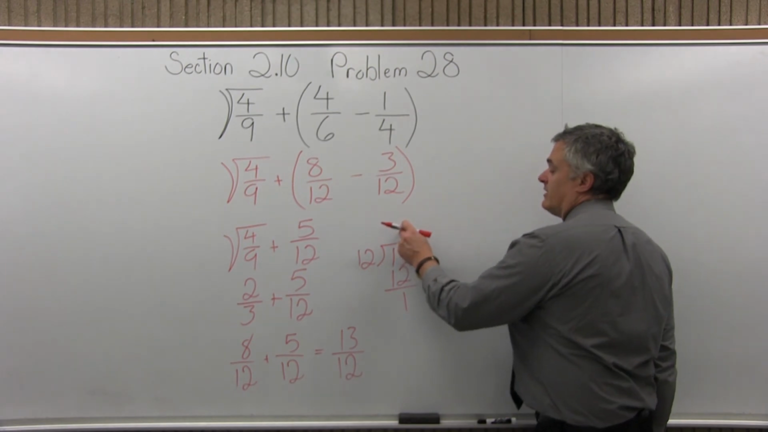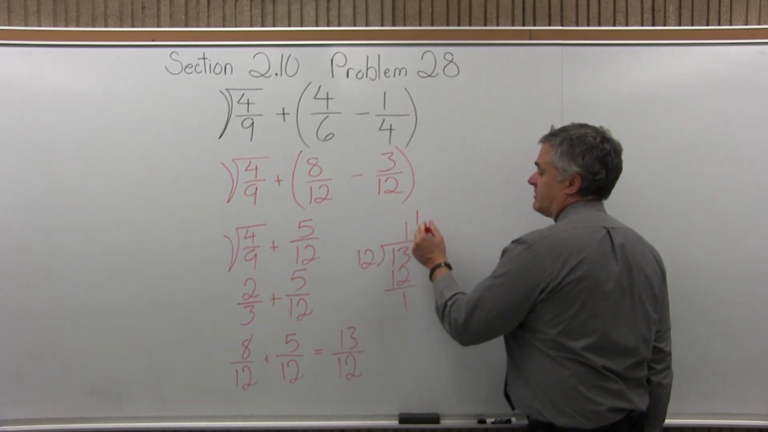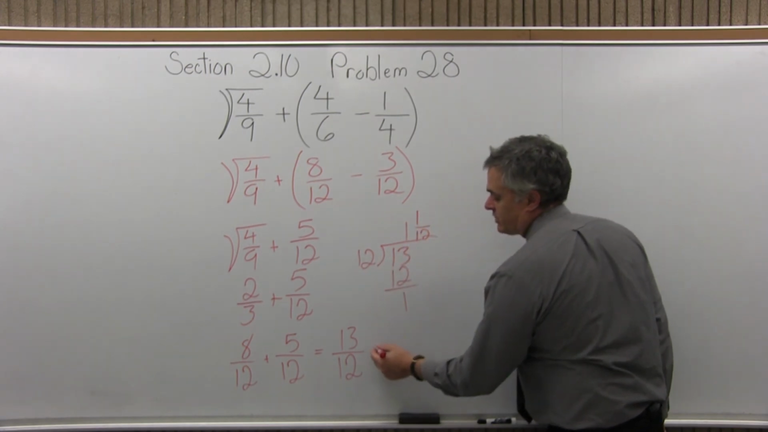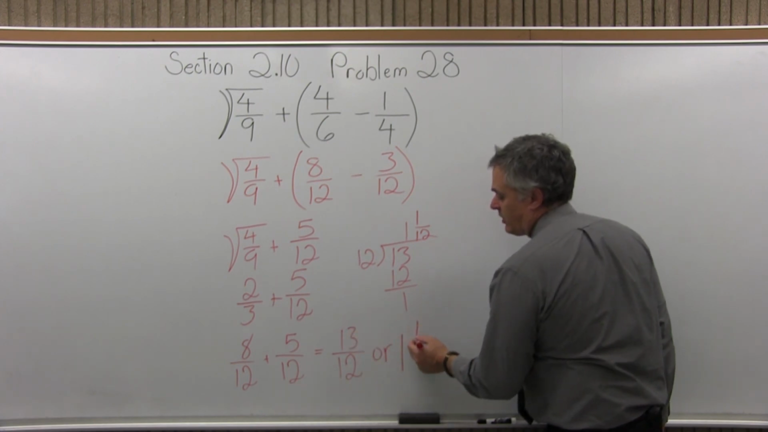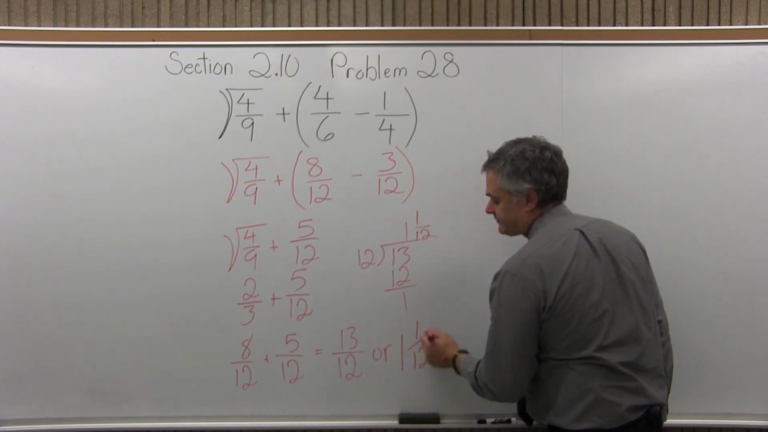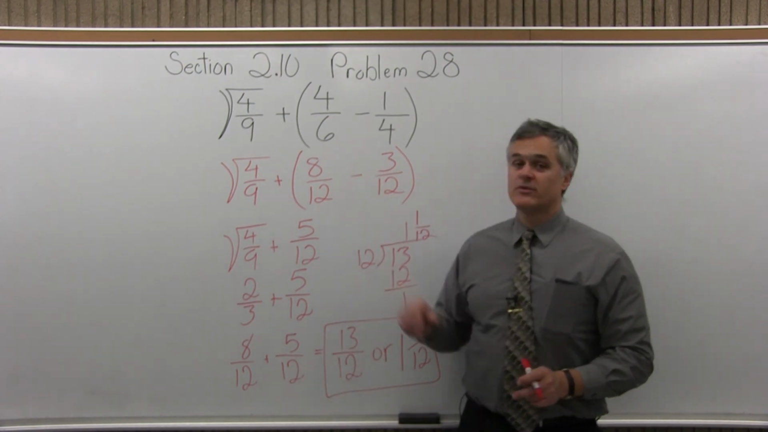So the number that you get as an answer is the number in front. The remainder is the numerator. The denominator stays the same. It was 12. Stays 12. So your answer can be written as 13 over 12, or if you prefer, 1 and 1/12. And that's the final answer for this whole problem for number 28.